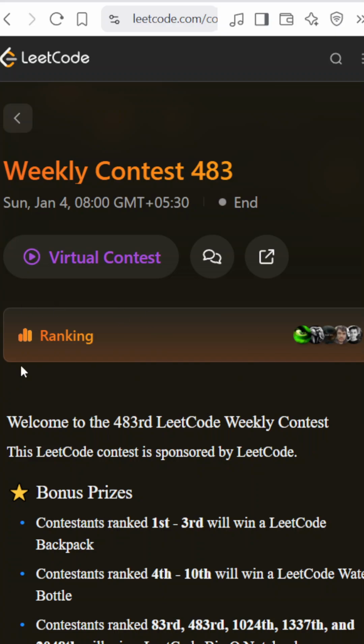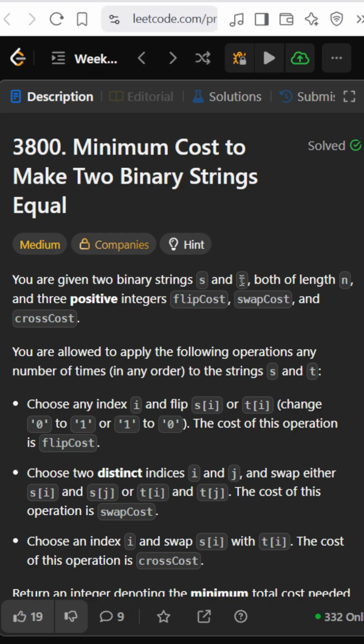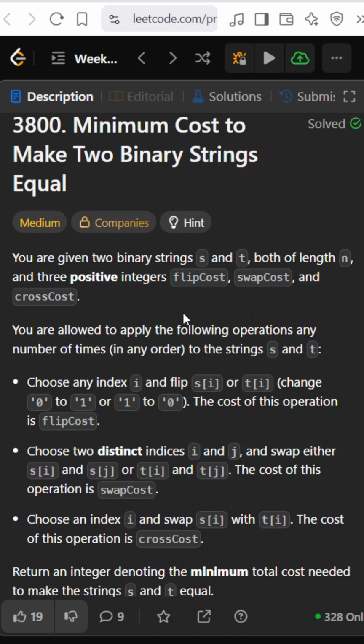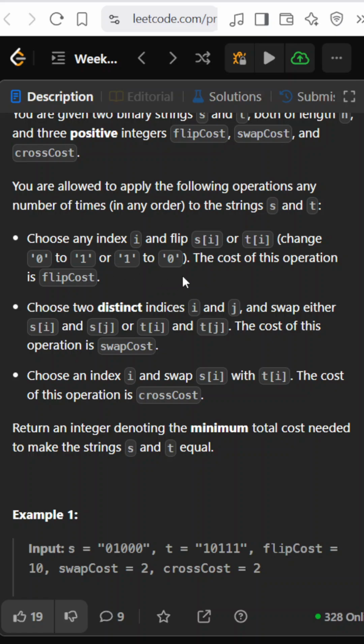Hello all, we are solving Leetcode weekly contest 483 and the problem is minimum cost to make two binary strings equal. So we are given two binary strings S and T and we have to make them equal using the following three operations. The first is flip cost, that is, select an index I and flip Si or Ti. If it is 0, make it 1.